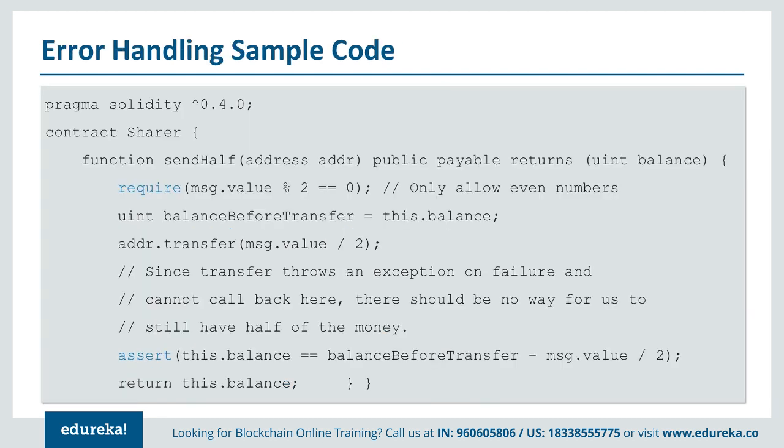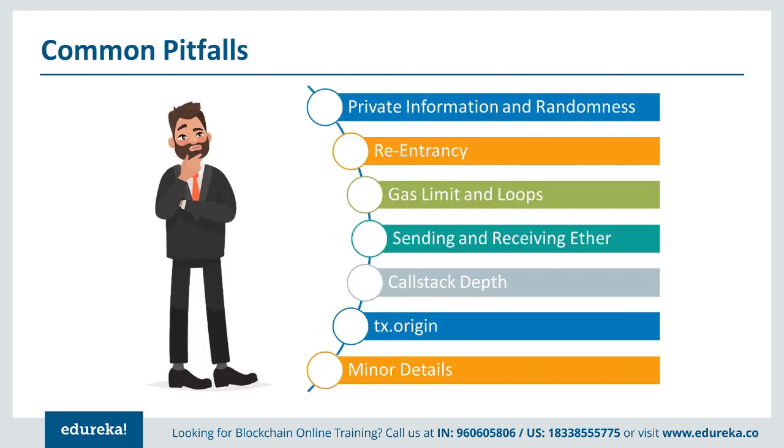Now, for example, you can use require that this is equal to this value. It will give you the error in case it is not. Similarly, you can use assert also: assert this balance is equal to this. Now, these are some of the common pitfalls or errors that we encounter, things that you should not be doing when you're writing a smart contract.